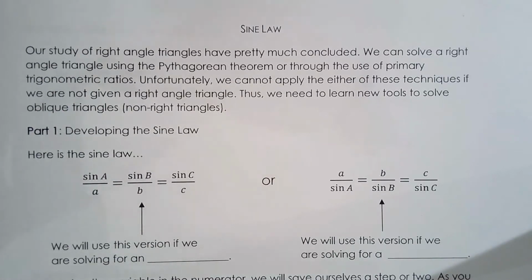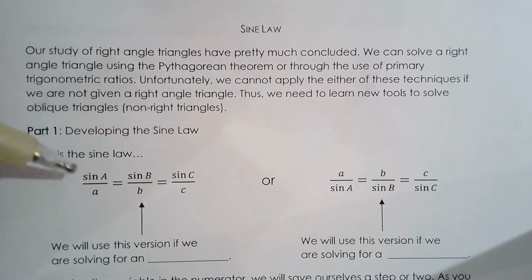So what if you're not given a right triangle? Those triangles will be called oblique triangles. We need some more trig tools, and that's why we are going to work with the sine law today. I've already shown you the two versions of the sine law. It's really the same formula.